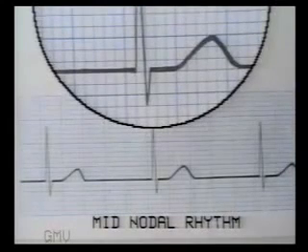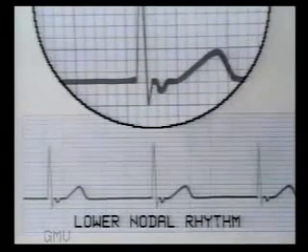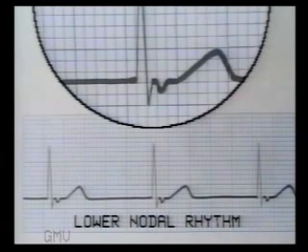This ECG is similar with heart rate of 60 per minute. QRS complex is normal and there is no P wave as it is merged in the QRS complex. This is called as mid-nodal rhythm. This is again a nodal rhythm with slow heart rate, but P waves occur immediately after the QRS complexes. This is called as lower nodal rhythm.